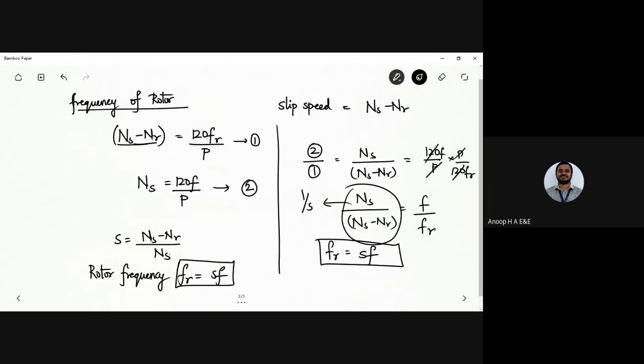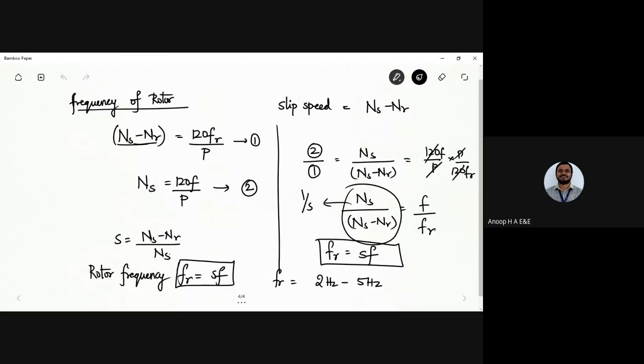Here f is the frequency in hertz. The rotor frequency will be in the range of 2 hertz to 5 hertz. Unless specified as synchronous speed, you have to consider the given speed as the rotor speed, as we do in the numerical problems in the upcoming slides.